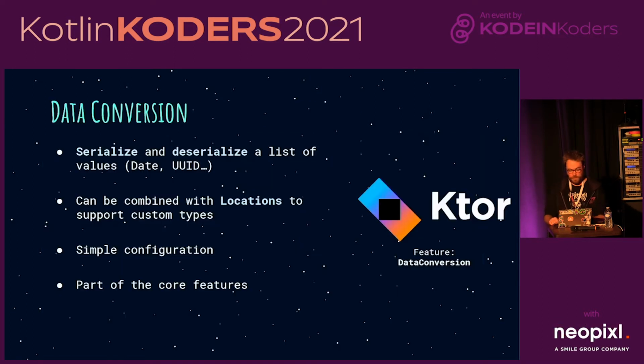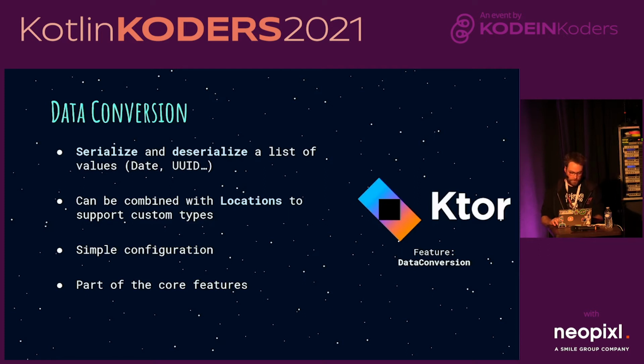So data conversion is again a feature part of Ktor. It allows you to serialize and deserialize a list of values. For example, it can be a date, a UID, and so on. So it can be combined with locations to support new custom types. Again, it's quite simple to configure, and again, it's part of the core feature.